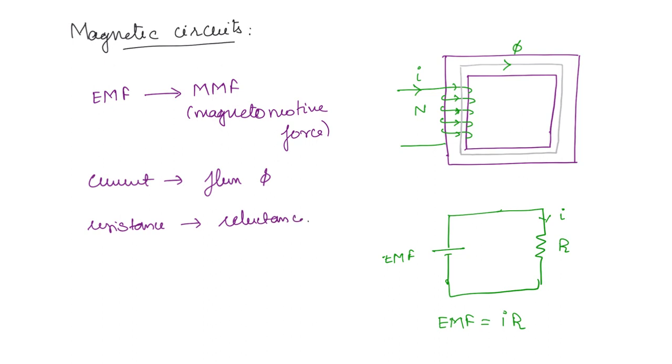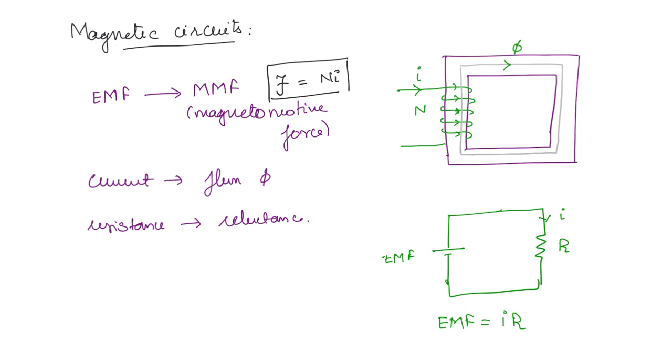Now what are these values? The magnetomotive force is represented by capital F, and this is equal to N times I. Because there is a coil producing the flux, we consider this as the magnetomotive force. If the current is high, the flux is going to increase. If the number of turns is high, then also the flux is going to increase. That's why MMF is equal to N times I.